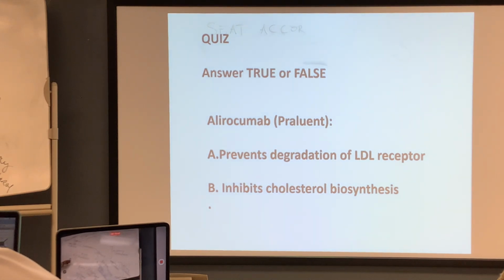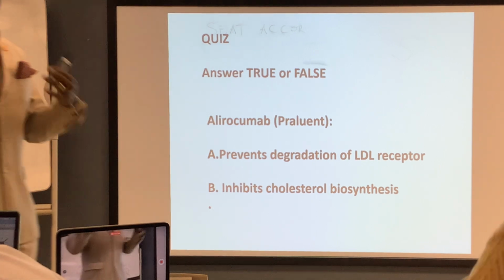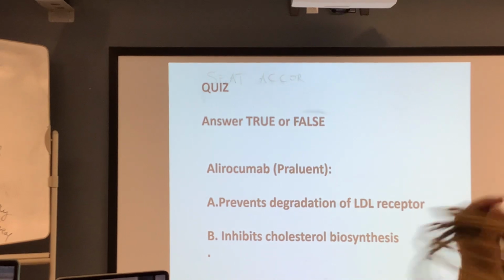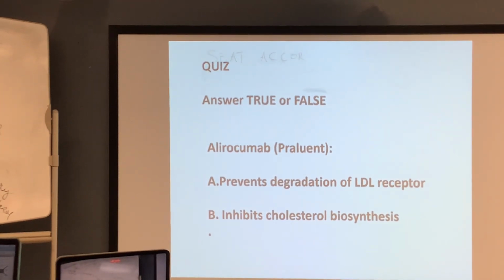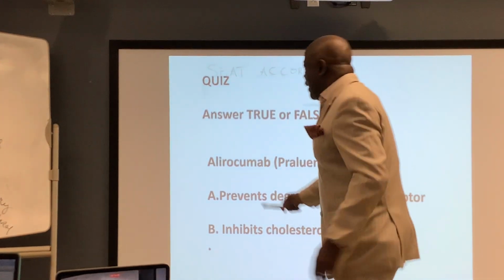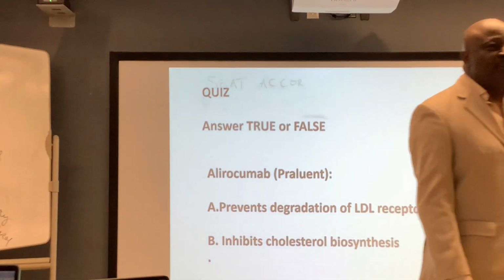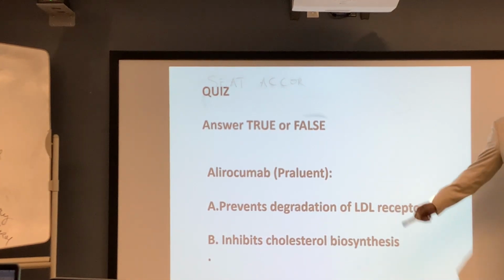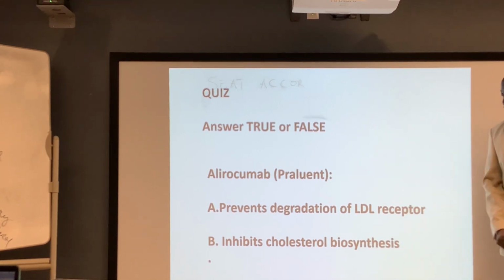I see myself as the LDL receptor, and I see that guy as the PCSK9. Should I inhibit him or should I encourage him? So I was just acting like alirocumab at that time. I was preventing the degradation of my daughter, of my parent.